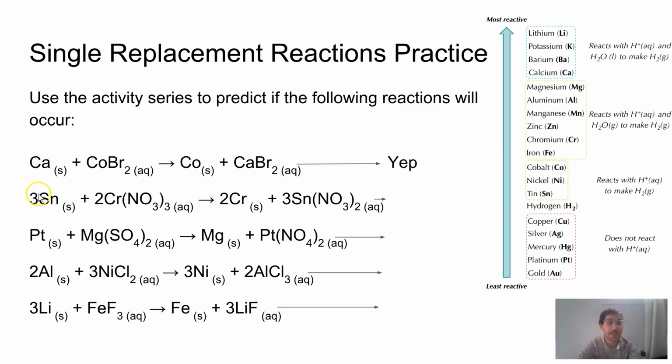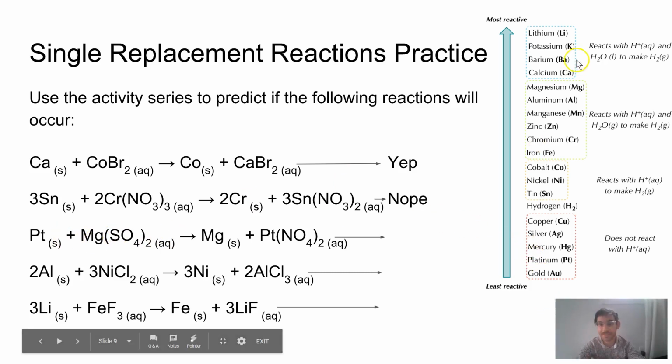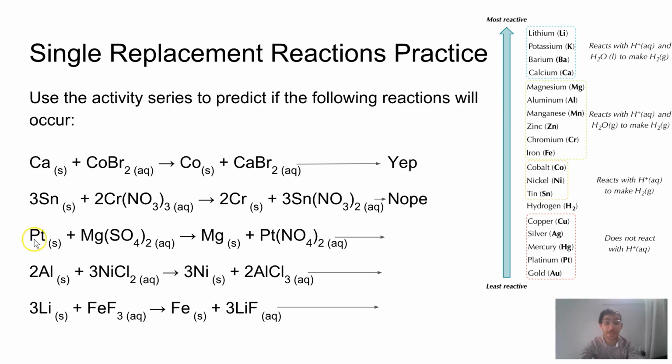Great, let's move on. Tin, we're going to look at tin, Sn, and see is that above chromium? Is the free element above the one in the compound? Here's tin, Sn, and chromium is above it. So that means no, a reaction will not occur. Let's find platinum and magnesium. Platinum's way down here, so magnesium's not below it. Magnesium's way up there. Free platinum cannot replace magnesium from a compound.